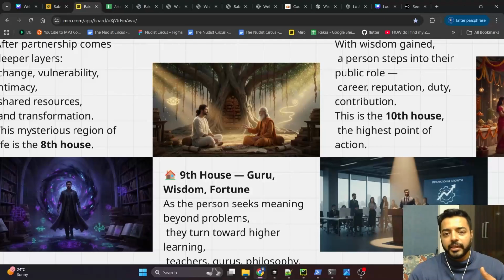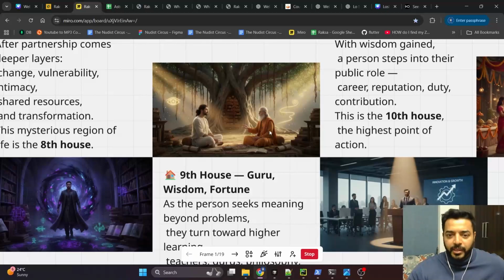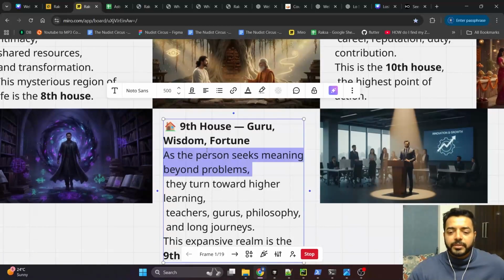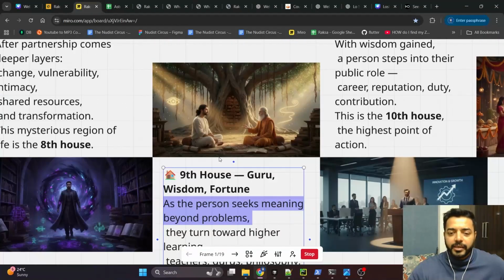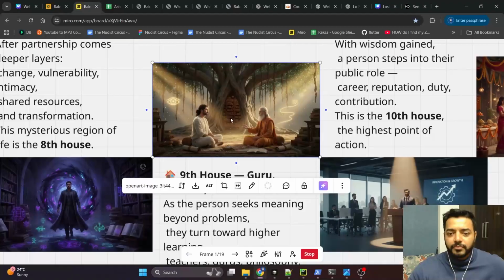And then now he is in need of higher education or higher learning. So he goes to his guru or his father. He meets up with his father and the guru. Let's say both are the same. And as the person seeks meaning beyond problems, they turn towards higher learning. So higher learning is in the 9th house, right?